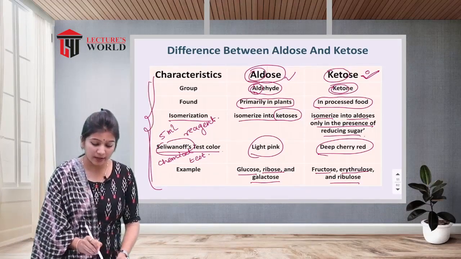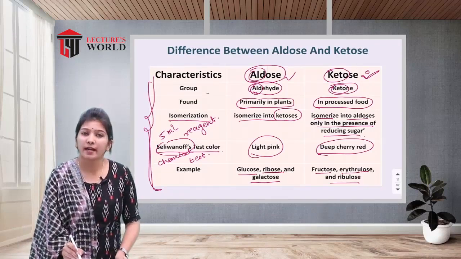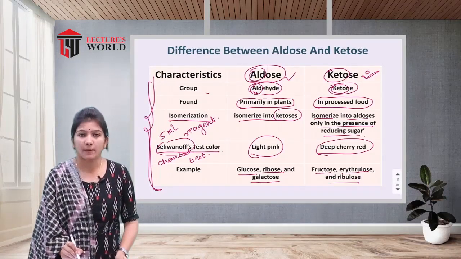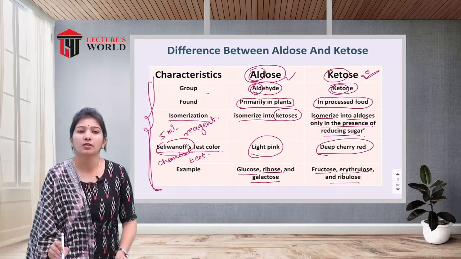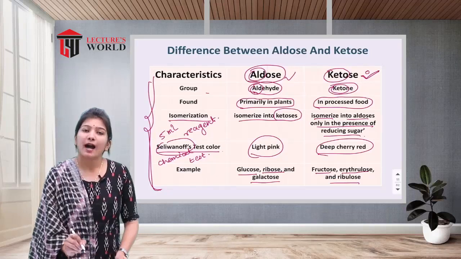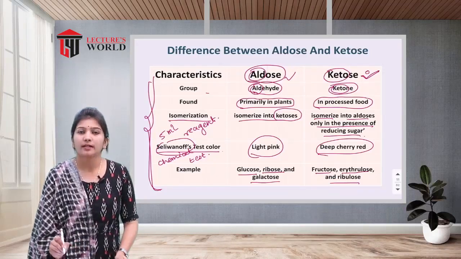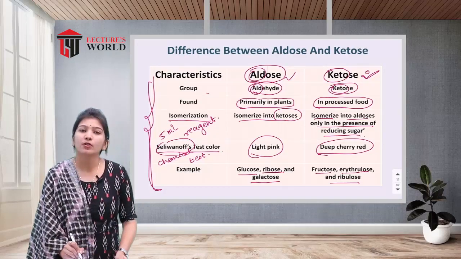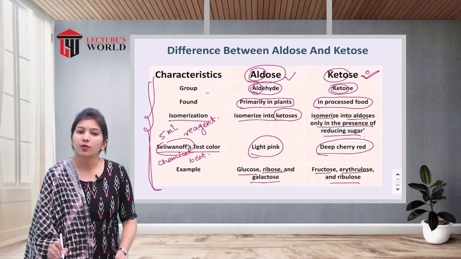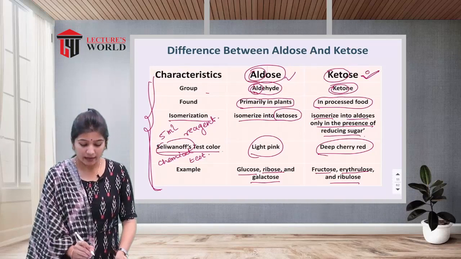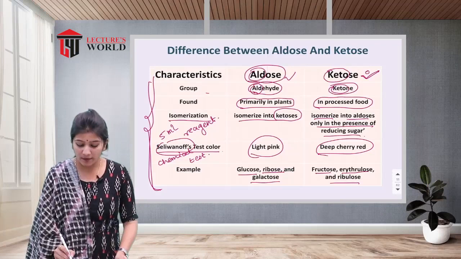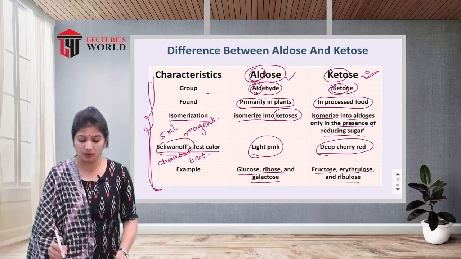Here they have mentioned the characteristics. Group: aldose have the aldehyde group, ketose have the ketone group. Aldose are found naturally in plants, whereas ketoses are found in processed food; we need to make them in an artificial way. Isomerization: aldose are converted into ketose and ketose are converted into aldose. Color test: aldose give a light pink color and ketose give a cherry red color. And the examples of aldose are glucose, ribose and galactose, and of ketose are fructose, erythrulose and ribulose.